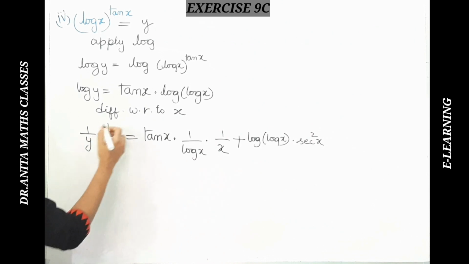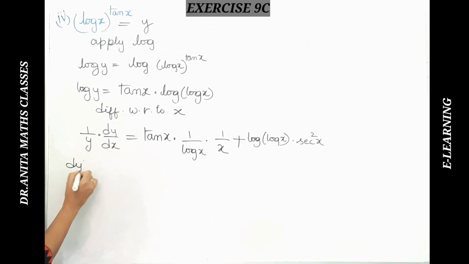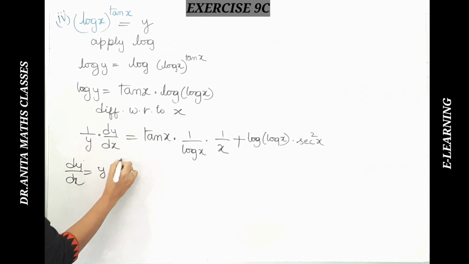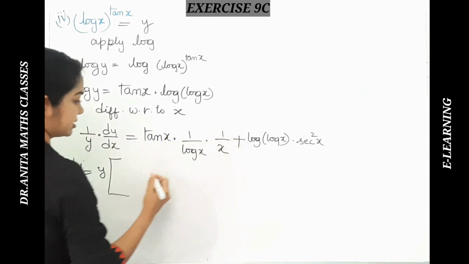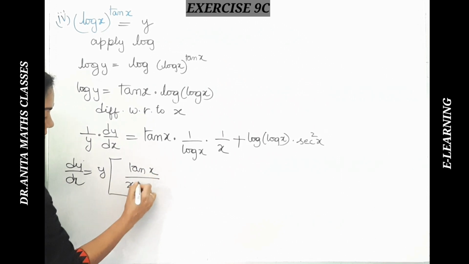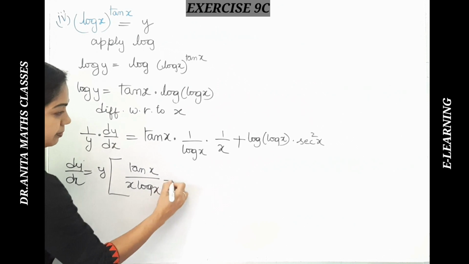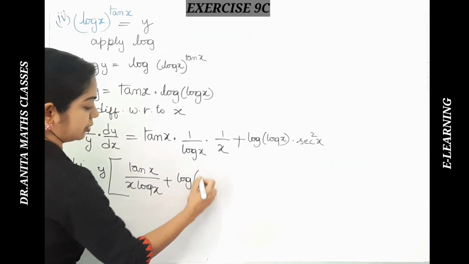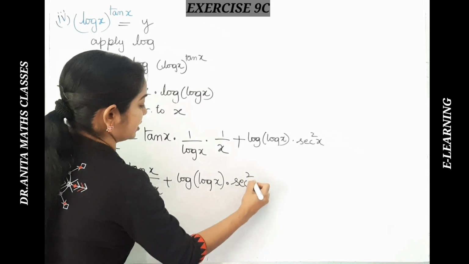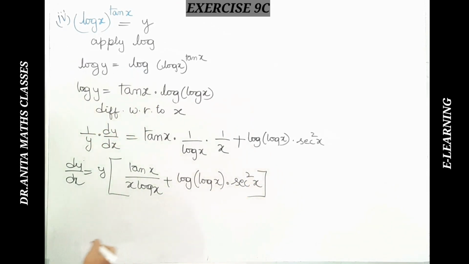Okay, so I want only dy by dx, so this y can be cross multiplied here and we will simplify this. This comes to tan x divided by x log x plus log of log x multiplied by secant square x. You can simplify further, or just keep it as it is.